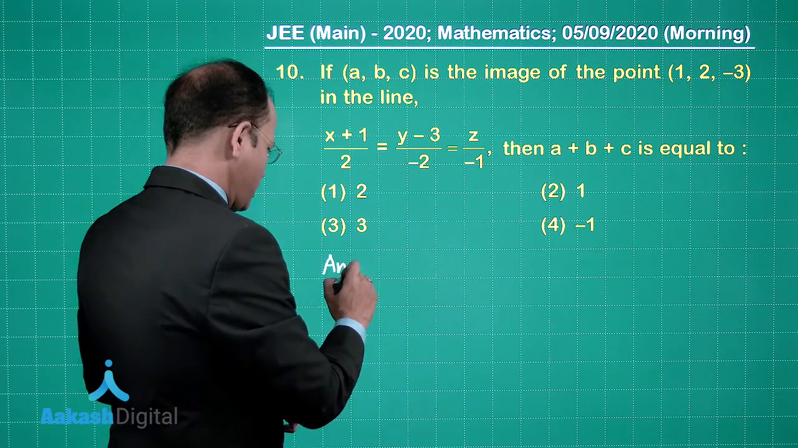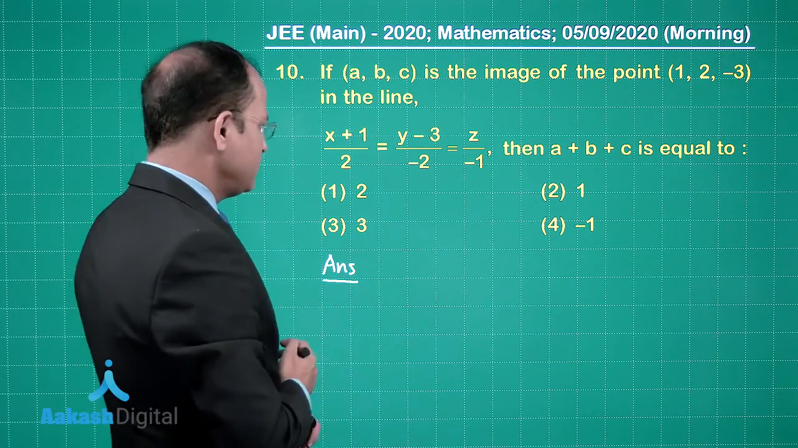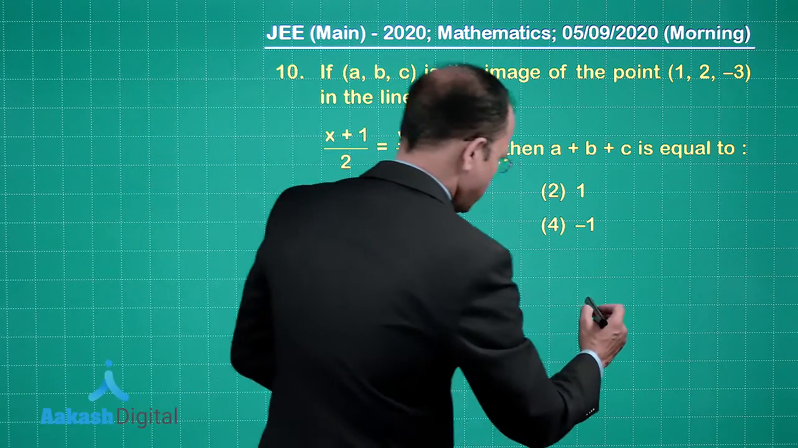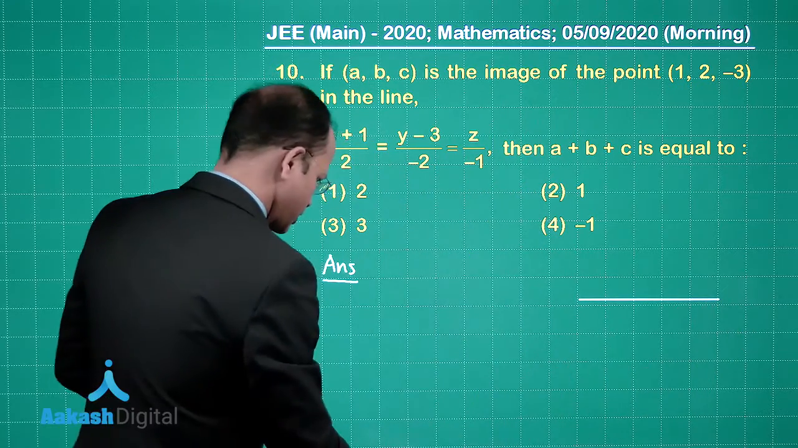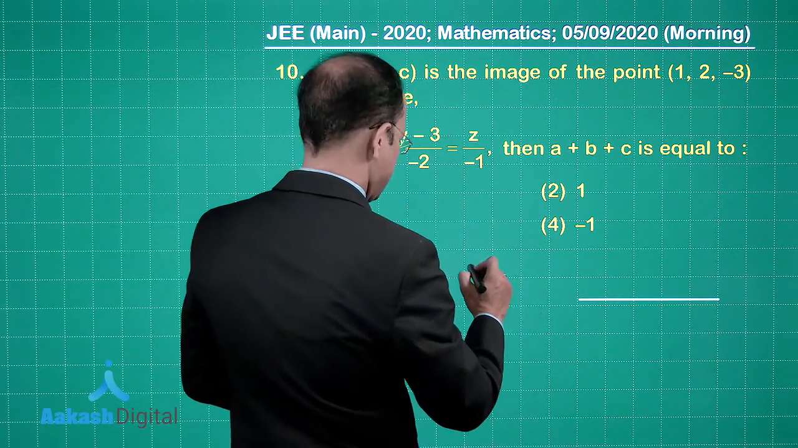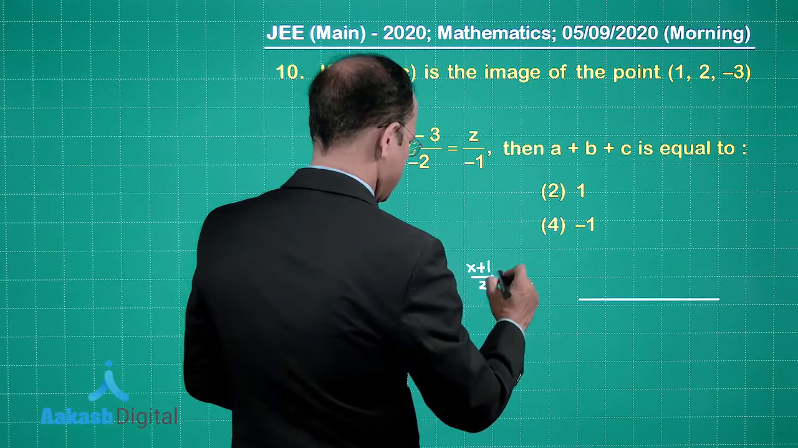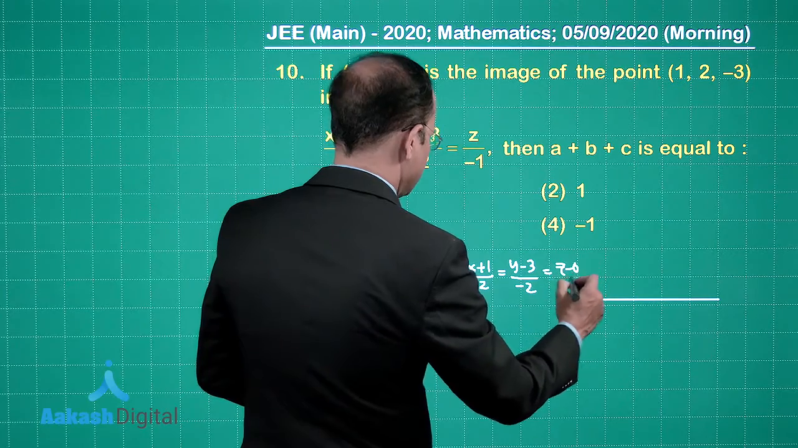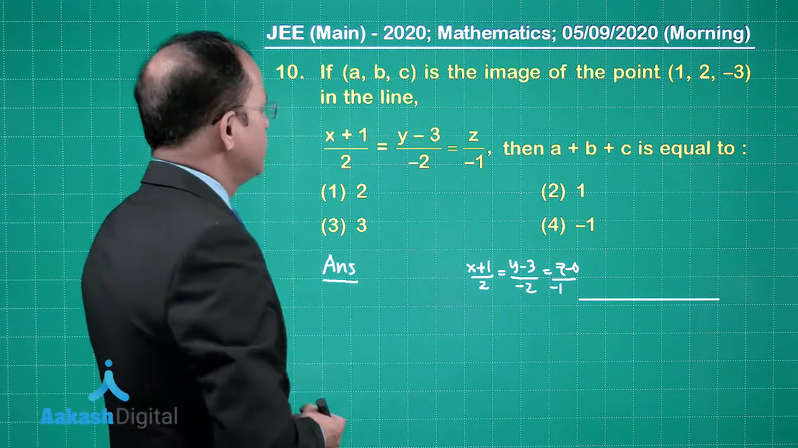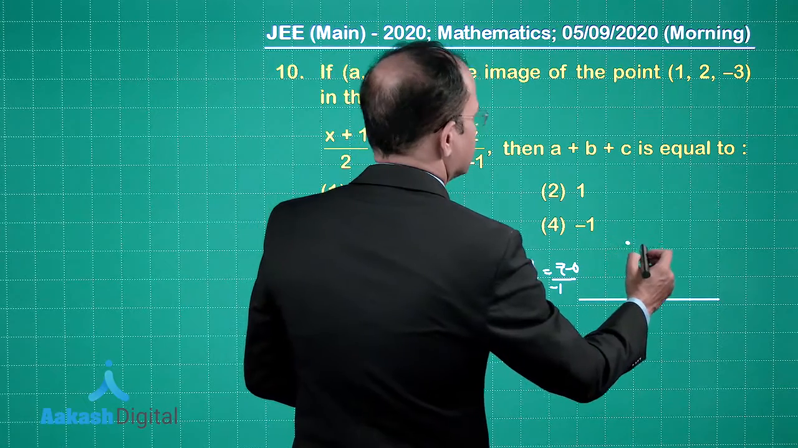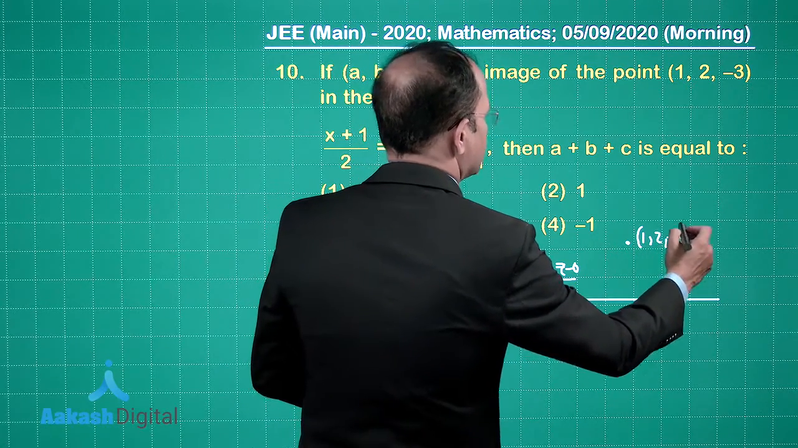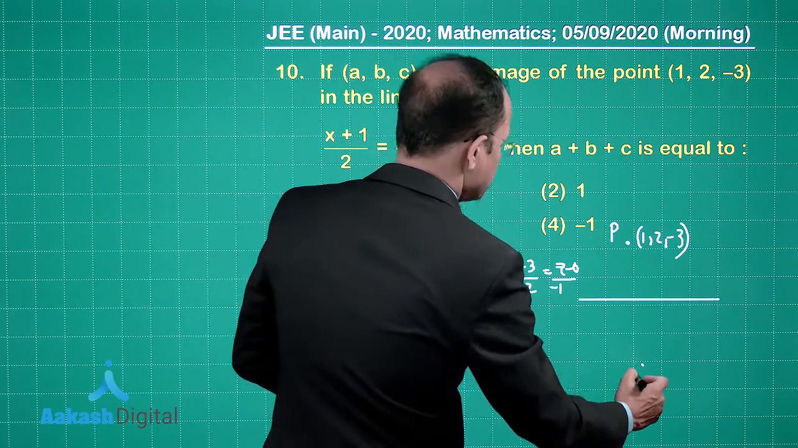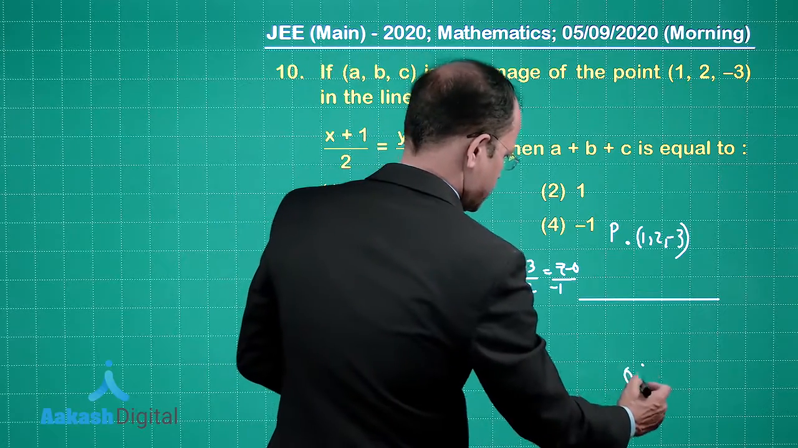See, you have been given the line. So what is the line we have? So let's draw the line first of all. This is the line I'm talking about. So this is x plus 1 upon 2, this is y minus 3 upon minus 2, this is z minus 0 upon minus 1. This is the line. And we have been given a point P, that is 1 comma 2 comma minus 3. So let me take this point as P, okay? And we have to find the image of this. Image is nothing but we have A comma B comma C. Got it?